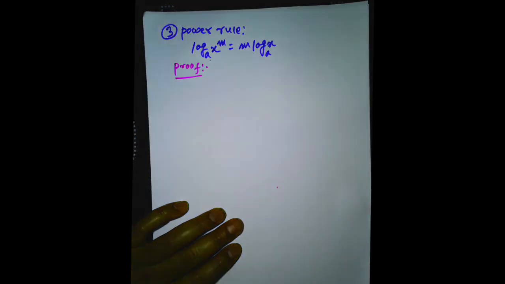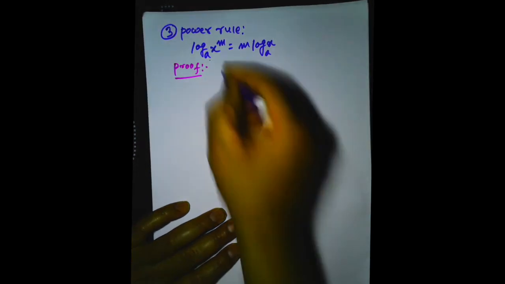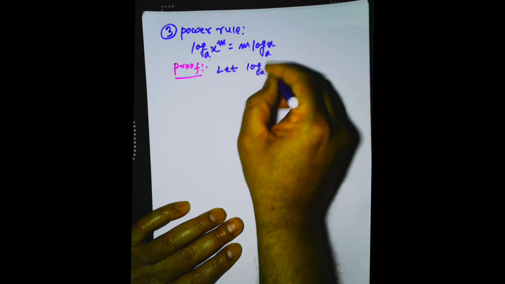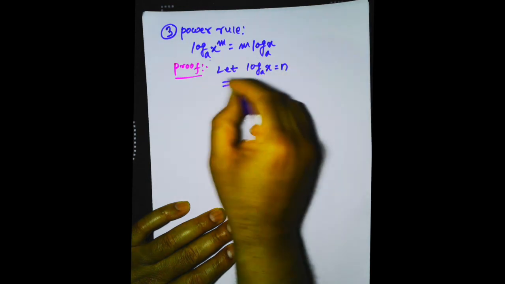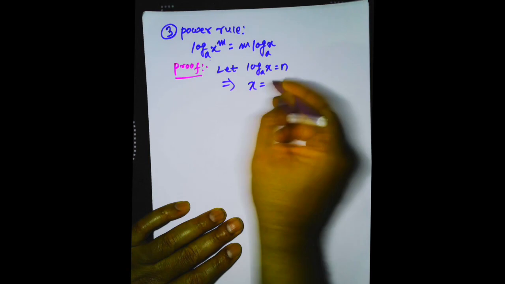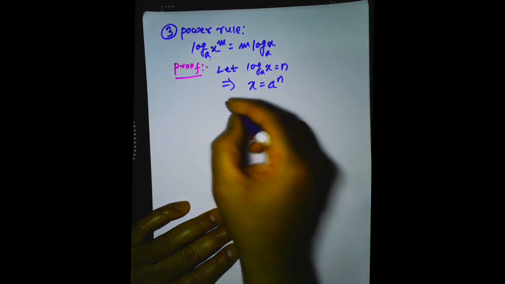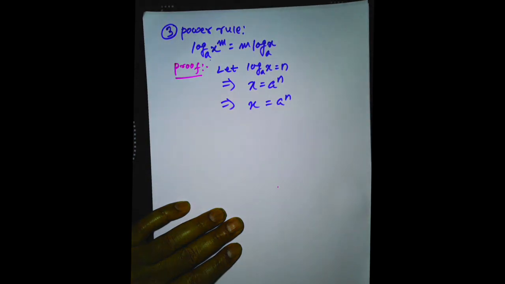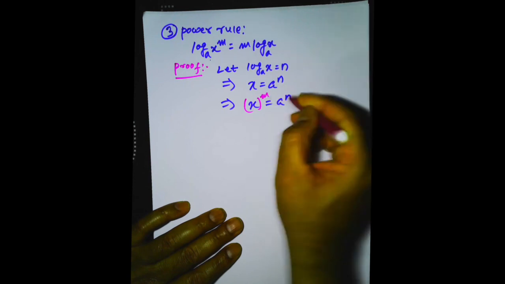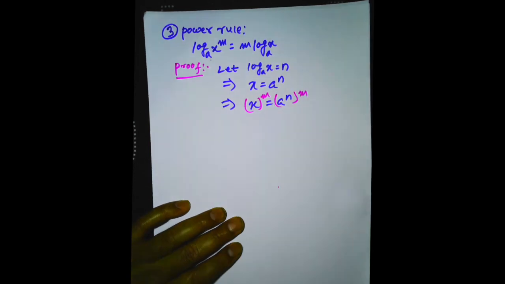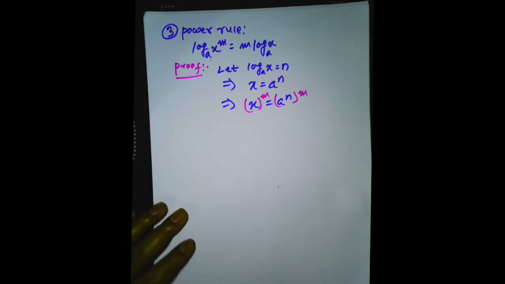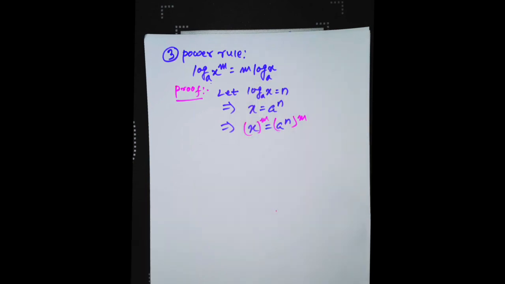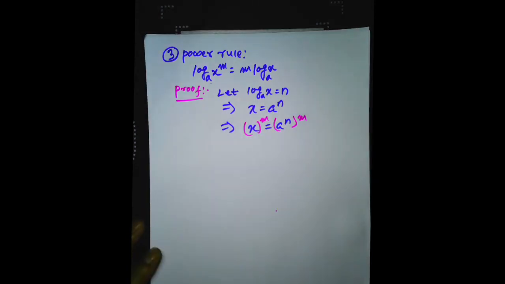If you prove it, you can just take, let log base a of x equal n. If you convert that to the exponential form, it's going to be x equals a to the power n. Now taking power m to both sides, I'm taking power m to both sides here. Why m to both sides? While proving this, we always have to think about the relation given. What kind of relations are given there? Accordingly, we have to think in order to get to the result.